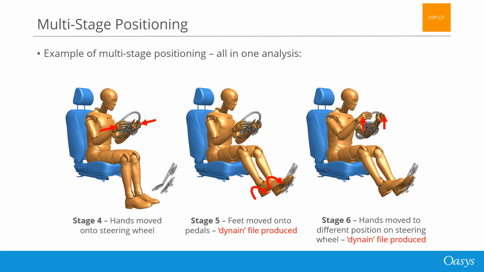Now at this stage, we have positioned the dummy. We have a final position. So we can specify to write a DYNA-IN file containing the updated nodal coordinates. However, if we wish, we can continue the analysis and move the dummy into another position. For example, having the hands in a slightly different position on the steering wheel. So you don't have to go through the whole analysis again. You can just pick up from the previous position and continue the analysis to a new position.